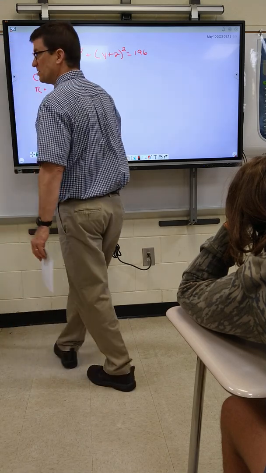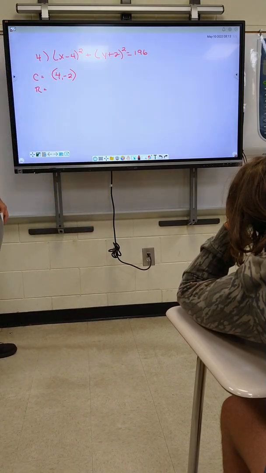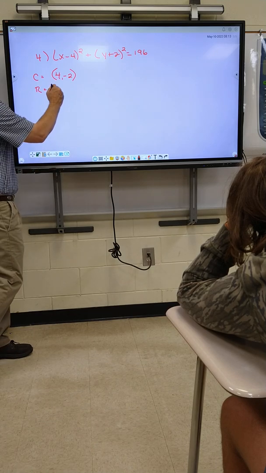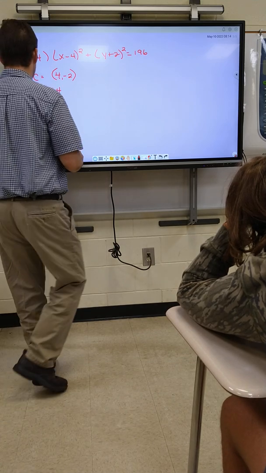RJ, you good on that one? Just flip the sign. Alright, Makai, you remember how to do the radius? You can look on the board. Square root of 196 is? 14. That's all you do, guys, on that. That one's already set up. You just write down the center and the radius.